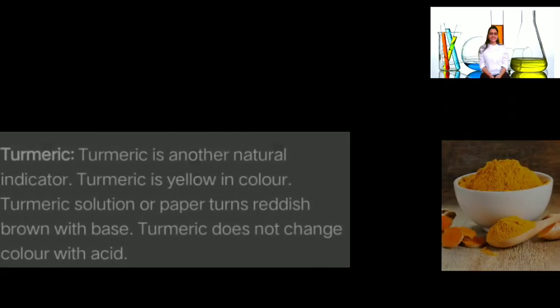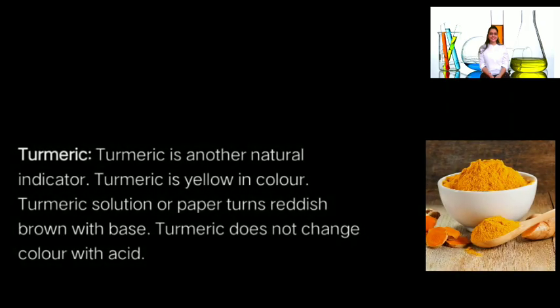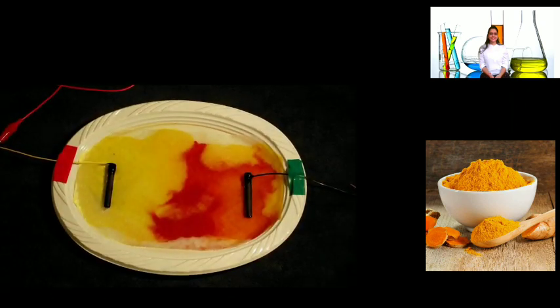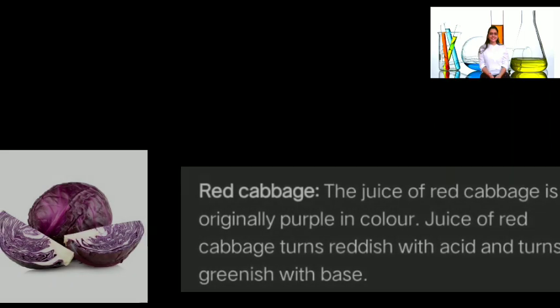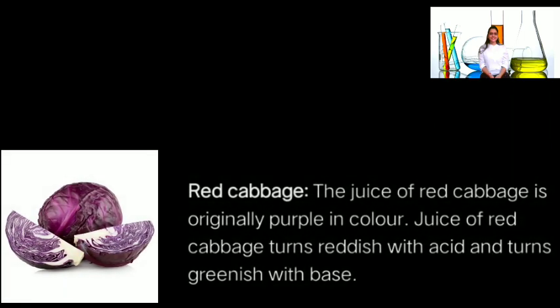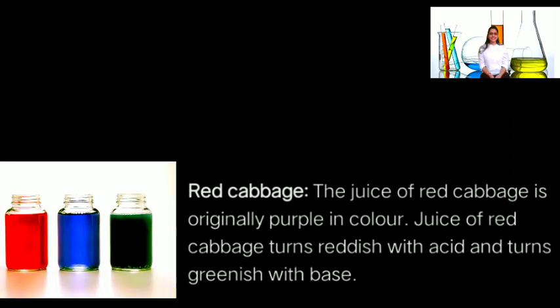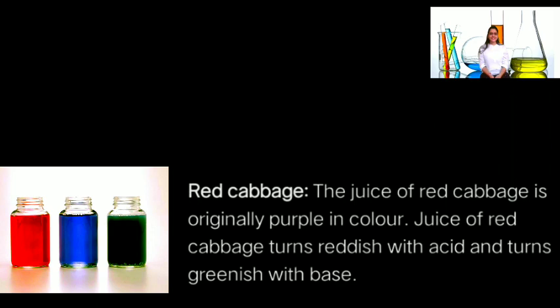Turmeric is another natural indicator. Turmeric is yellow in color. Turmeric solution or paper turns reddish brown with base. Turmeric does not change color with acid. Red cabbage: the juice of red cabbage is originally purple in color. Juice of red cabbage turns reddish with acid and turns greenish with base.